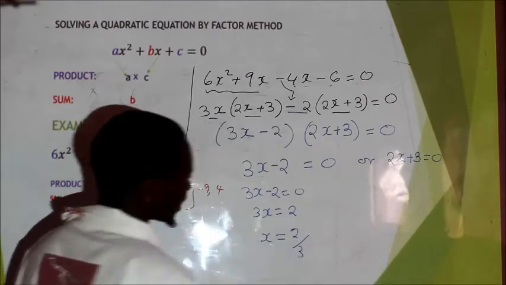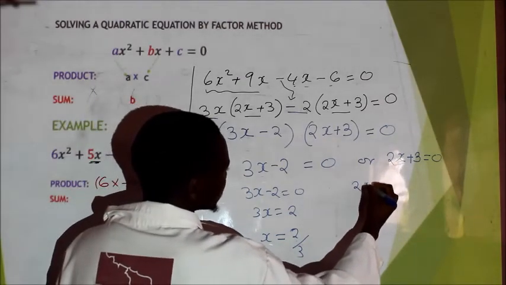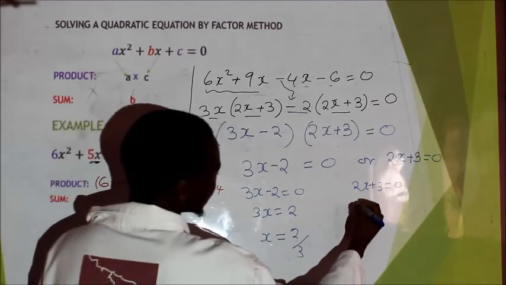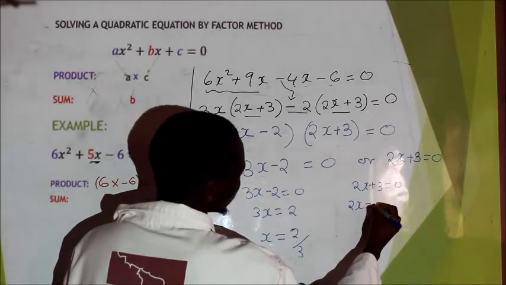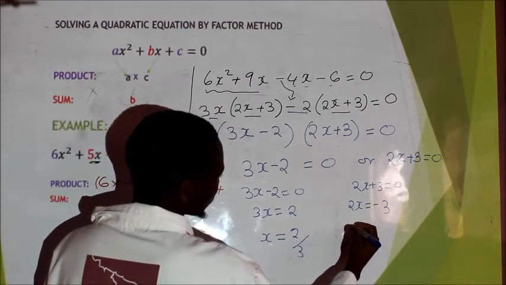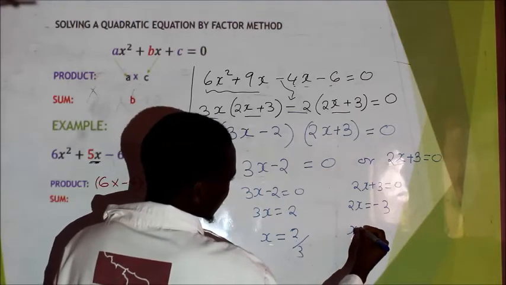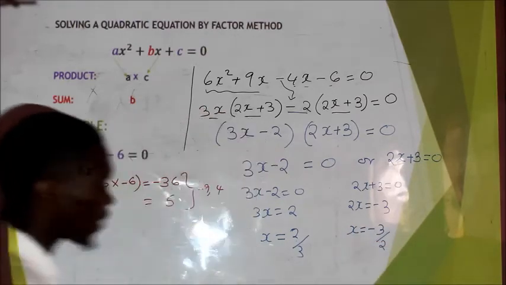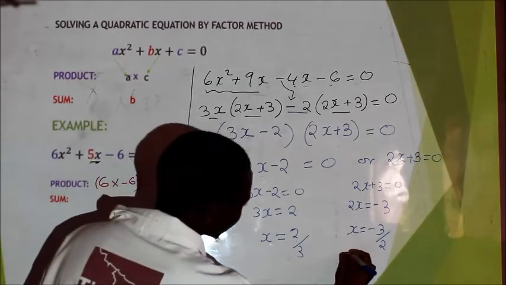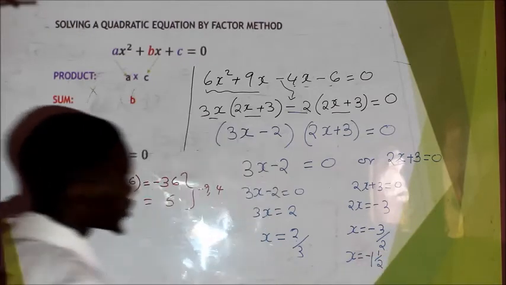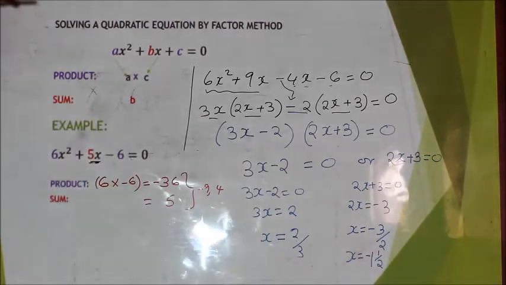When I consider the other part, 2x plus 3 equal to 0, then you realize that 2x will be equal to negative 3, and so that tells me that x is going to be equal to negative 3 over 2. That leaves me with my second root, or I can just write it as x equal to negative 1 and 1 over 2. So now we have the two roots for x, for a quadratic equation.